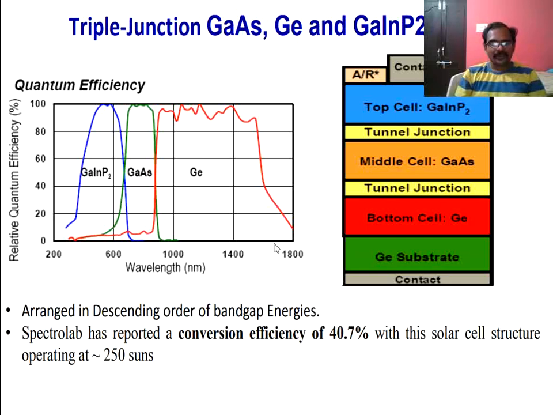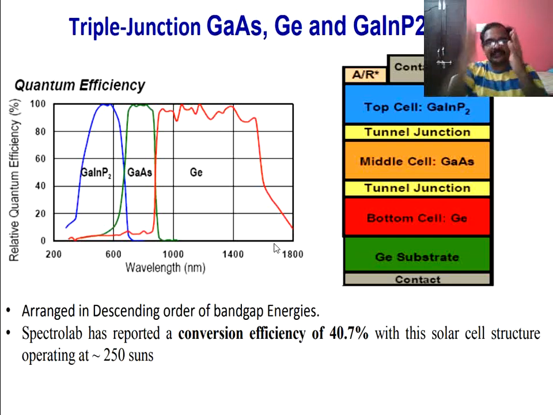This type of solar cell is produced by Spectrolab. Spectrolab is one company producing this kind of solar cells, and the reported efficiency of this type of solar cell is 40.7% with a solar cell structure operating at 250 suns. The efficiency is very high, 40.7. At what radiation? 250 suns. What is 1 sun? 1000 watt per meter square. How can we get 250 suns? 250 suns will be possible only in space, that is the extraterrestrial radiation only.